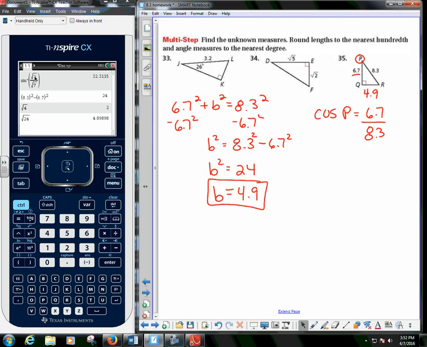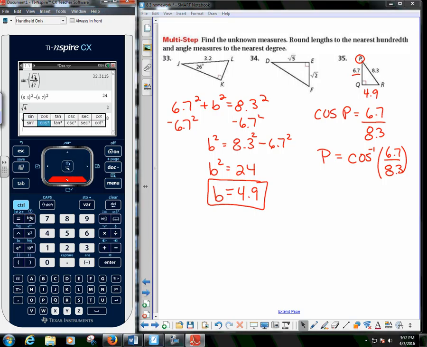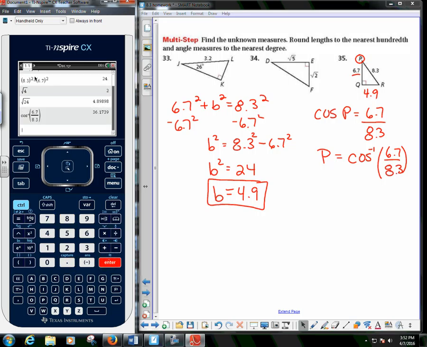This is one of those ones I have to ask my calculator. Calculator, what angle would give me the ratio 6.7 divided by 8.3? And the way I do that is I say, the next line I'm going to write P equals cosine inverse of, in parentheses, 6.7 over 8.3. So I come to my calculator, I hit the trig function, I toggle over to cosine inverse, and I hit enter. I'm going to put in 6.7 divided by 8.3 and hit enter. This tells me that P is 36 degrees approximately.